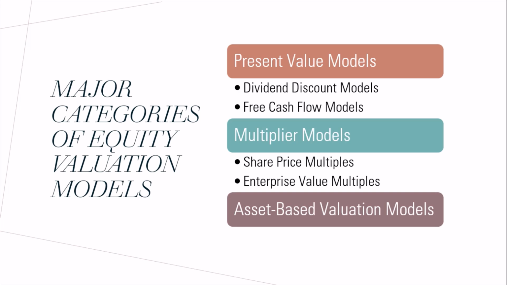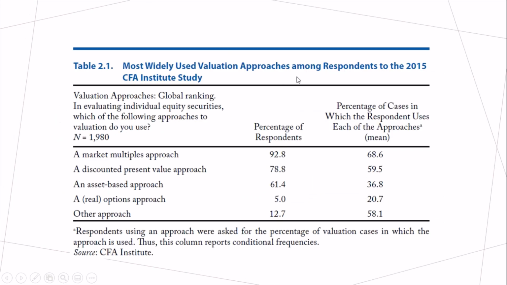Now we go to our next subtopic, which is the major categories of equity valuation models. For the first part of this two-part series, the focus of this video would be the present value models, the dividend discount models, and the free cash flow models. But we will give more attention to the DDM, or the dividend discount models, followed by the multiplier models and the asset-based valuation models. Now, according to a 2015 CFA study, many analysts use the market multiples approach, which is the multiplier models, followed by the discounted present value approach. As you can see, they have 980 respondents.